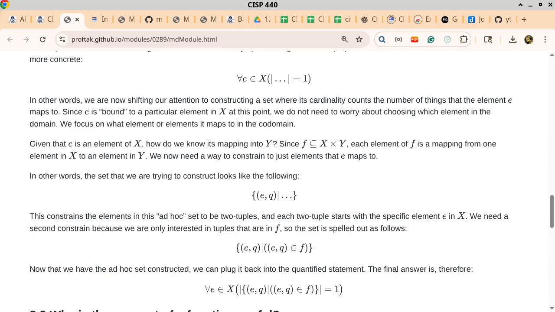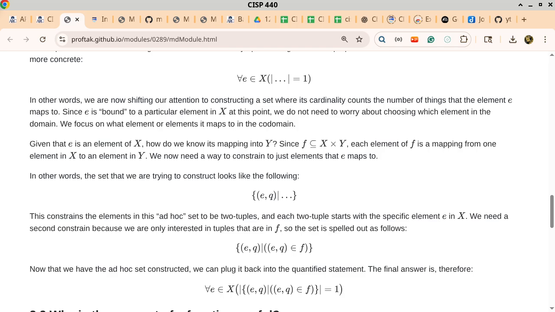So E already has meaning, okay? It is bound to a specific thing in the domain, or what we think is the domain. So this is basically saying each element of this particular set that I'm constructing ad hoc on the fly is going to be a two tuple, where the first item of each two tuple in this set is the E that we are talking about.